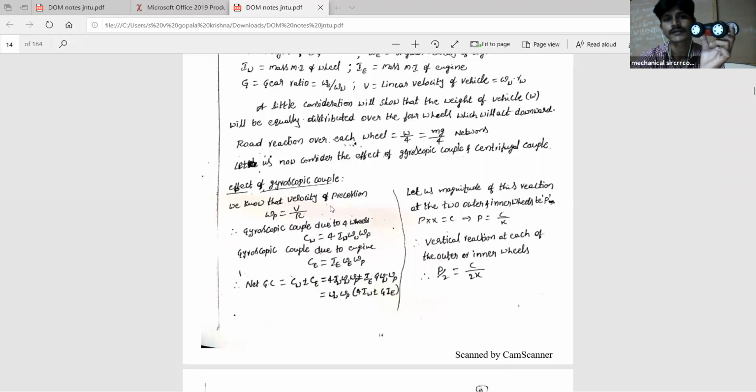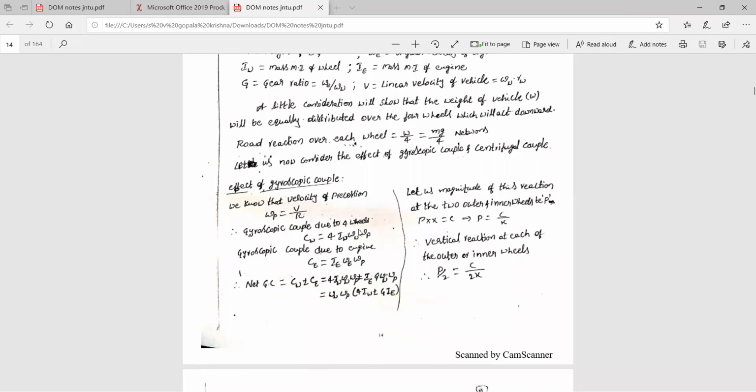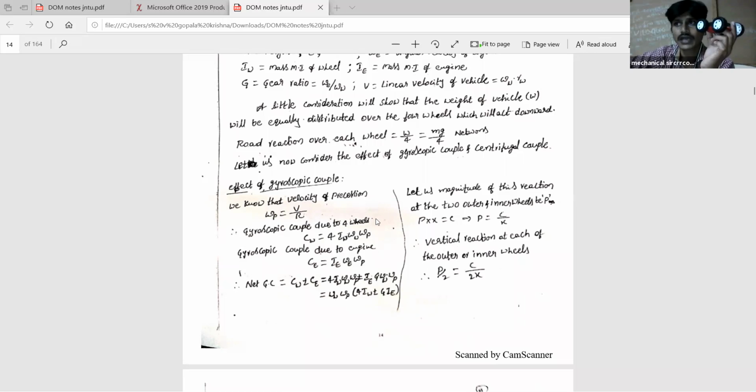You know the angular velocity of precession; we already know the formula: omega suffix p equals v by capital R. Now we write the gyroscopic couple due to the four wheels. In our earlier derivations, from the naval ship and aeroplane point of view, we only considered the propeller and propeller shaft. The major concentration was focused only on the propeller and propeller shaft.